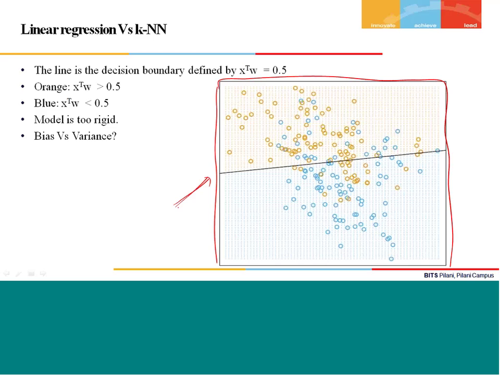and it is saying that the linear regression case would be x transpose w minus 0.5 equals 0. This is the line that I will get. If x transpose w is greater than 0.5, I will fall into this region. If x transpose w is less than 0.5, I will fall into this region. So if this is the case in linear regression, the linear boundary is this, and I cannot do better than this.